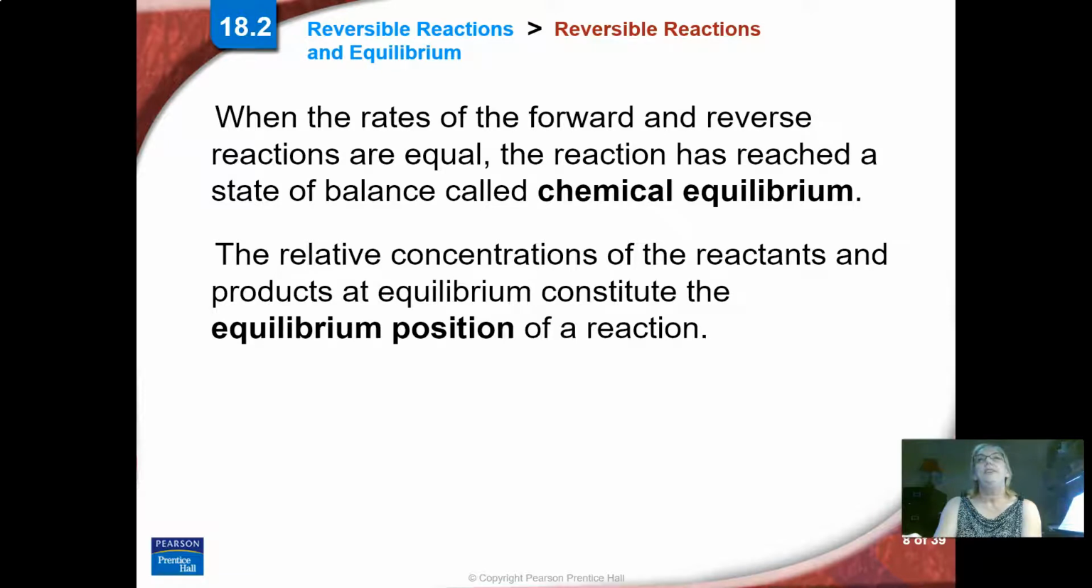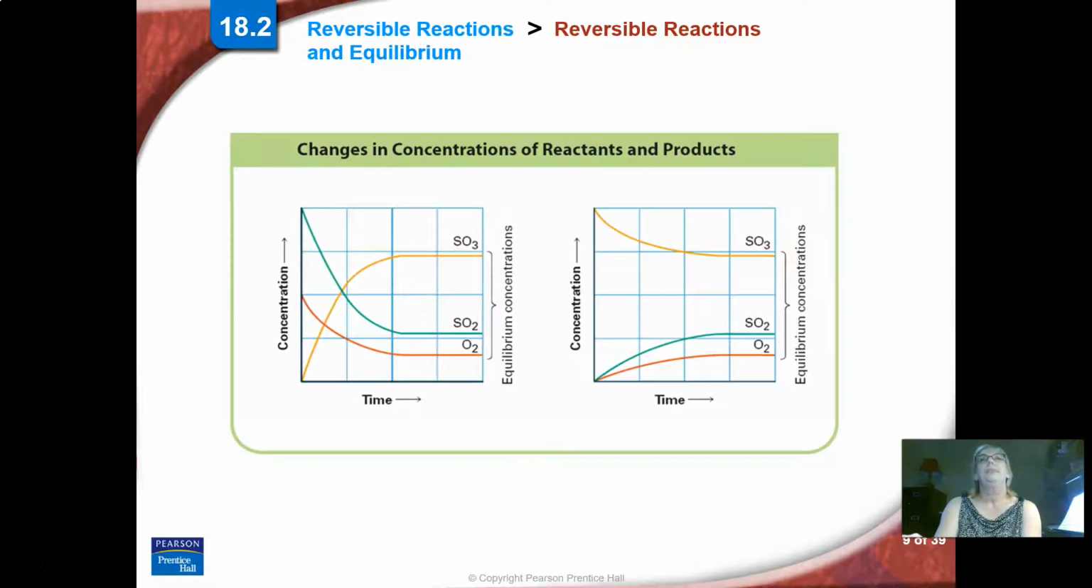The relative concentrations of the reactants and products are called the equilibrium position of the reaction. So the rates are equal, but not necessarily the concentrations of those things. You'll see graphs like this a lot, where you start off with the beginning concentrations of things, 0 for the SO3. This is what I showed you at the beginning. I had some O2 and some SO2. They're starting to react and form SO3. So I hope you can understand this.